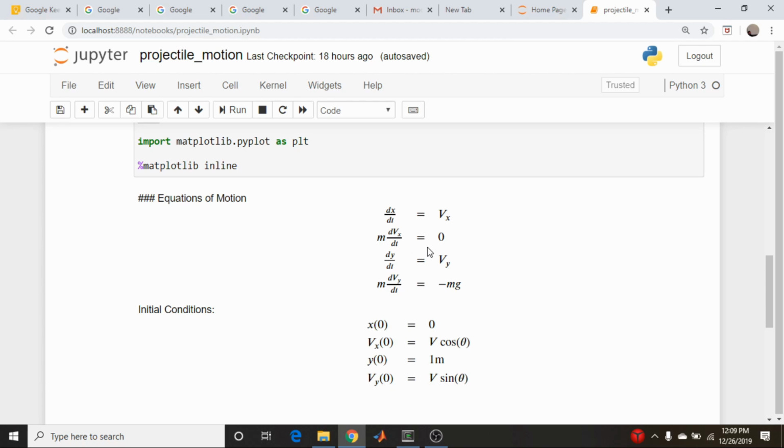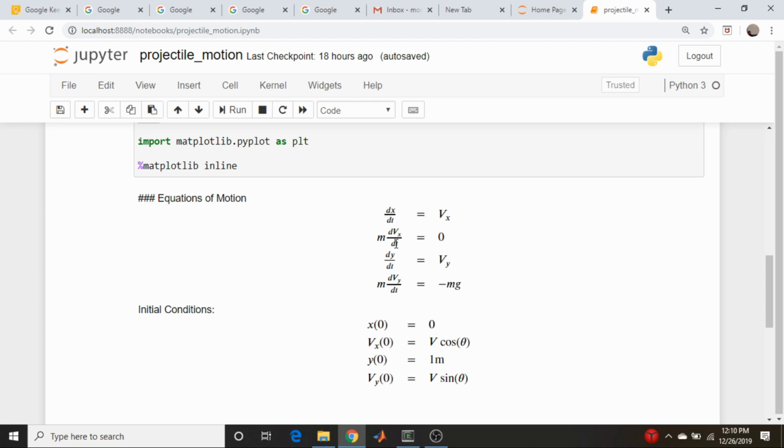Recall that our differential equation solver can only handle first order systems, and our equations of motion are going to come from Newton's second law, right? Force is equal to mass times acceleration, and acceleration is the second derivative of position with respect to time. So we just transform this into a system of first order differential equations.